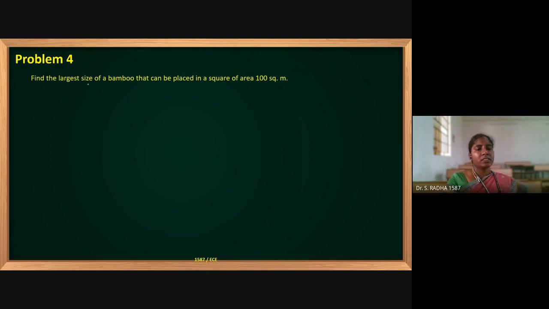Find the largest size of a bamboo that can be placed in a square of area 100 square meter. Square means all sides are equal, and the area is S square. Area is given 100 square meter. Inside the square, we have to place the bamboo.